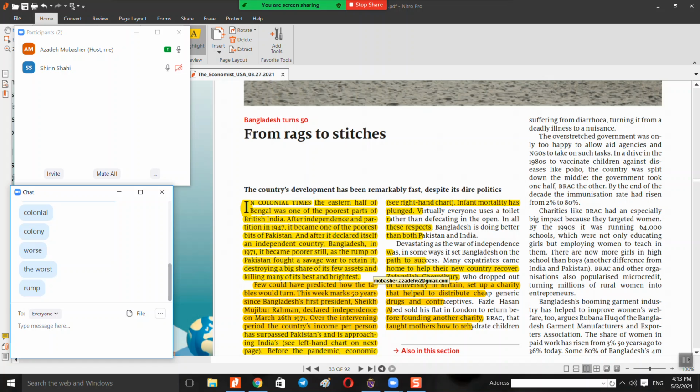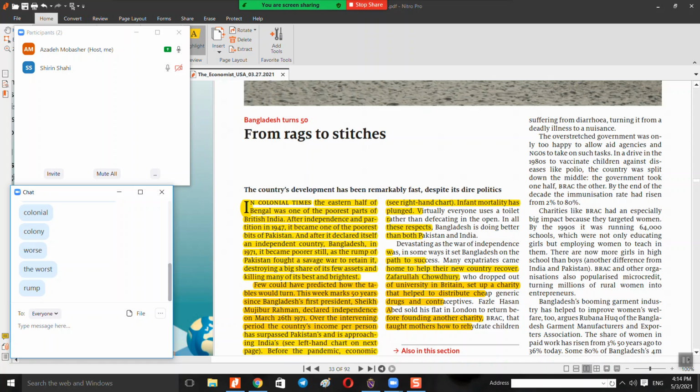A savage war. How do you say savage in Farsi? Savage, vahshi. Yes, wild. You could use the synonym wild too. Savage war to retain. Brutal. What did you say? Brutal war. Yes, very good. Thank you. Yes, brutal, savage. Destroying a big share of its few assets and killing many of its best and brightest.